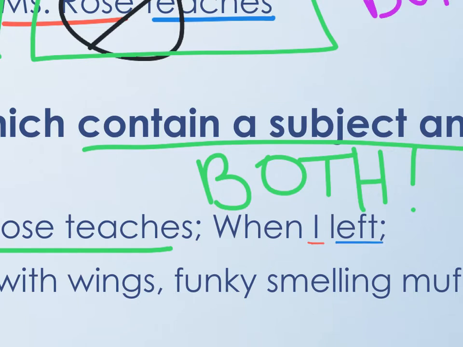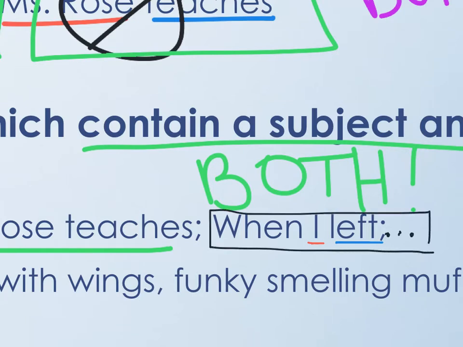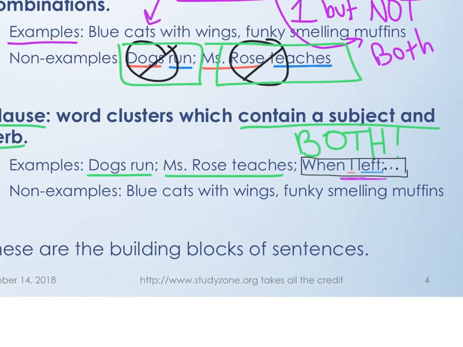What about this word, "when" here, Miss Rose? Yeah, I understand that this sentence here does not stand on its own. This is a dependent clause. It depends on what comes after it. But it is still a clause because it contains a subject and a verb.